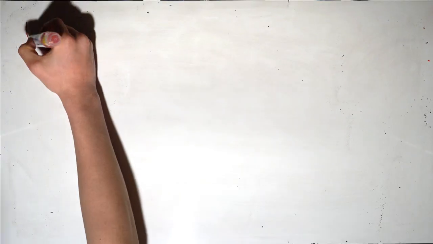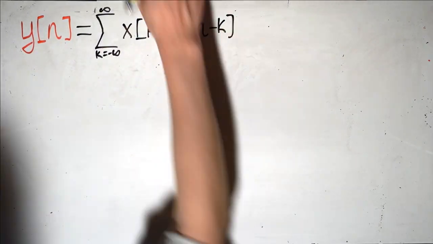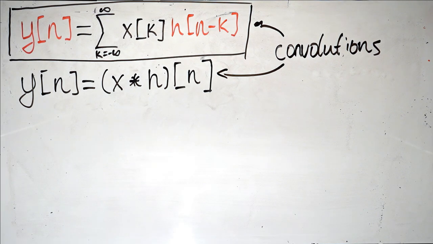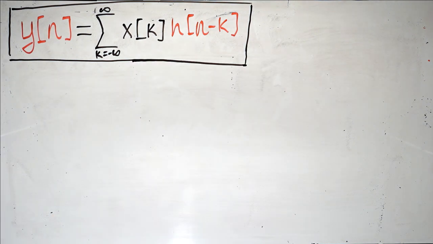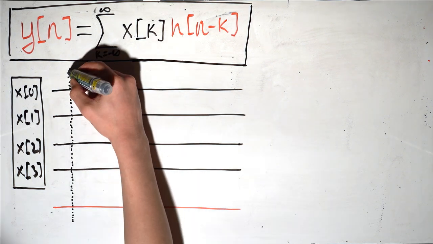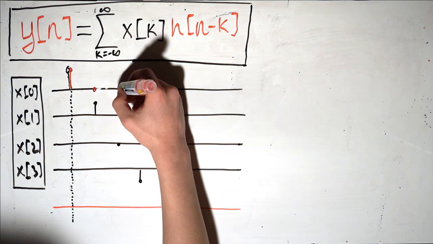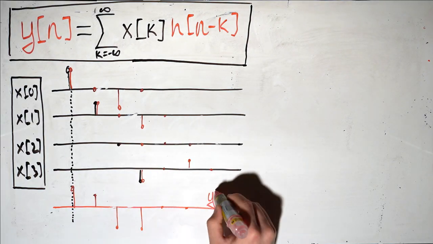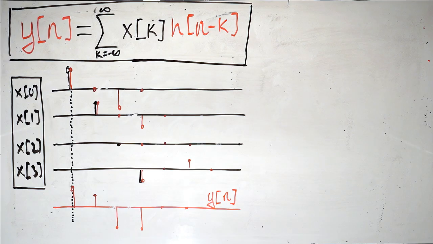This operation, taking an input x of n and combining it with the impulse response h of n in this way, is called convolution. We write it compactly with a star symbol. When you see the symbol, you should remember that each sample x of k produces a shifted copy of the impulse response h of n minus k, scaled by how big x of k is. The sum of these is y of n, and that's what convolution does.